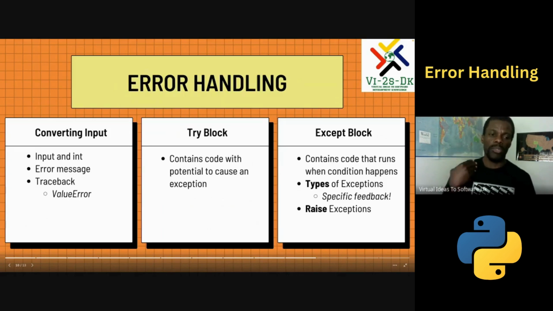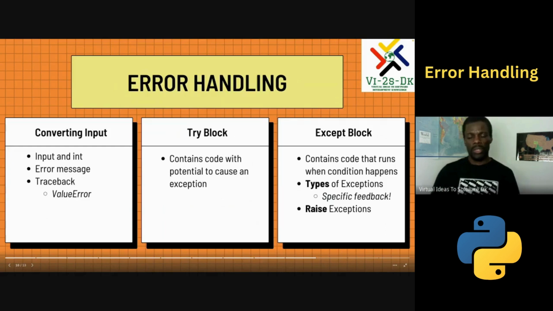So you want them to be able to say, hey, the file is there, but you don't have permissions, and so on and so forth. So in that case, you use a try block. The try block contains code that has the potential to give you an error message. So you try that piece of code. If the error message comes up, then you have an except block. This except block shows code that runs when that error or condition happens.